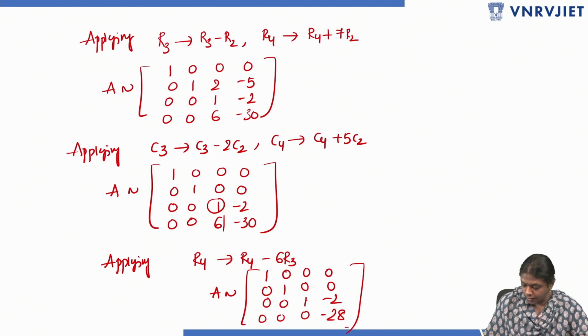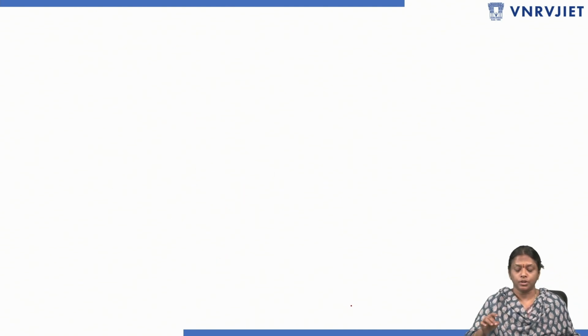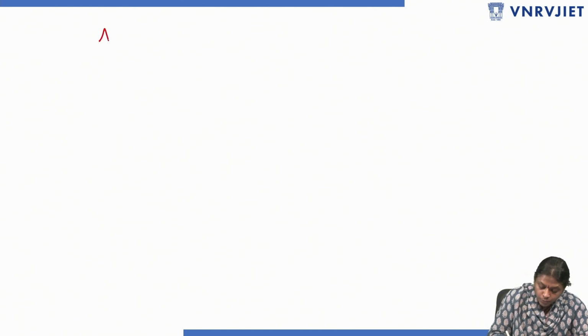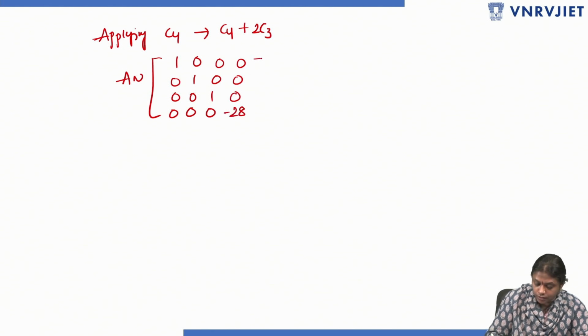Now, immediately next going back to the column transformations. With the help of this element, I need to make this minus 2 equal to 0. Now, applying C4 tends to C4 plus 2C3. Now, write the first three columns as it is, 1 0 0 0 1 0 0 0 0 1 0. Now, this element is going to be 0 here and the next element is minus 28.